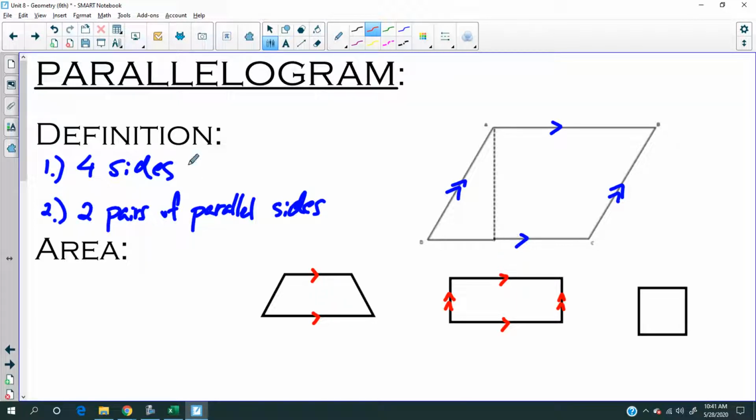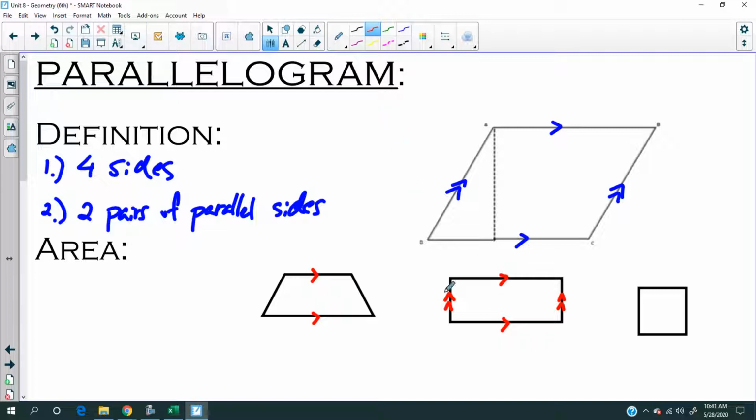Because this definition is not sufficient to explain the occurrence of a rectangle. Do you understand what I'm saying? Look, if you say there are 4 sides, a rectangle has 4 sides. And if you say 2 pairs of parallel sides, well, so does a rectangle. What's the one distinction between a rectangle and a parallelogram?